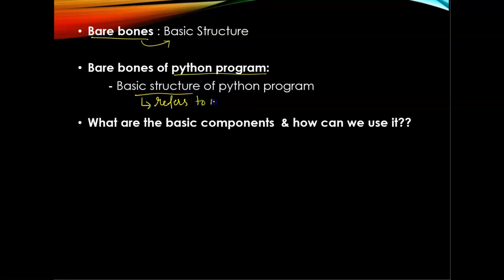It refers to the minimum amount of code required to build a Python script, or you can write it as a Python program. So the basic structure refers to the minimum amount of code which is required to build a Python program. So we can say what are all the basic components and how we can use those components. Okay, let us see on the next slide.